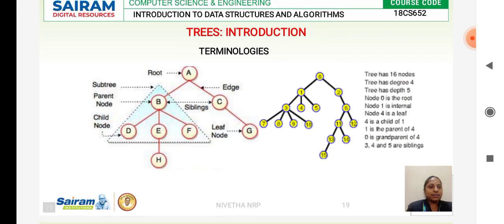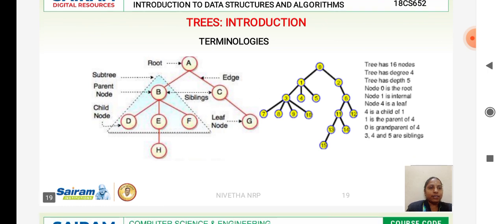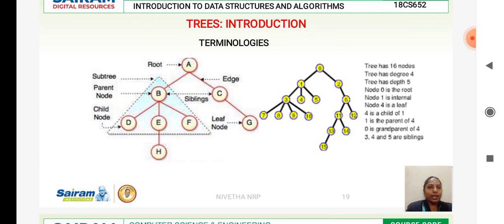So these are all the basic terminologies. Here is an example narrating the entire terminologies. In the given diagram, we have a root node A. We have a subtree; the triangle depicts the subtree from A. Then B acts as a parent node for D, E, F, and D, E, F act as child nodes for B, and C is a sibling for B. We have edges from A to C, C to G, and the leaf nodes are D, H, F, and G.